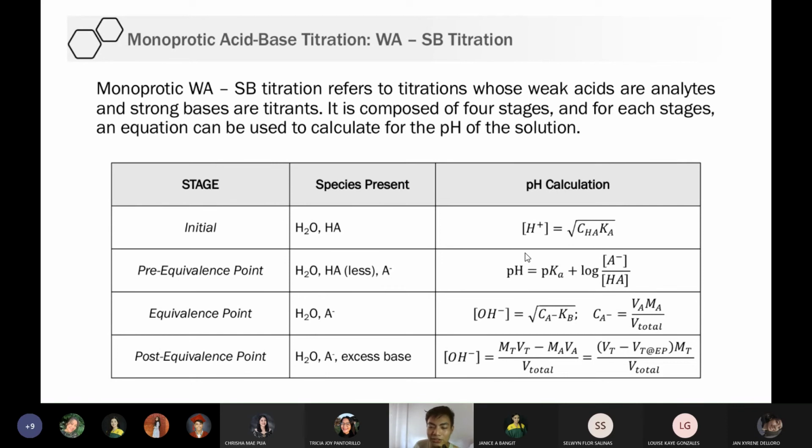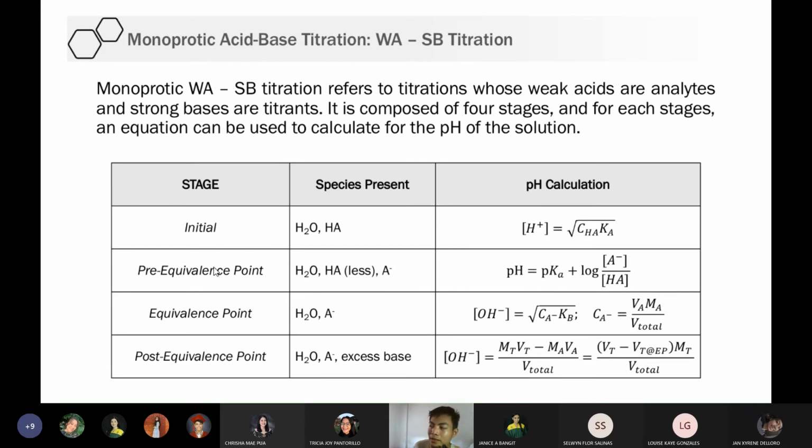Bakit naging ganyan equation, sir? Kasi we have an acid and the conjugate base. Basta magka-partner yung dalawa sa solution, buffer solution yon. Kaya Henderson-Hasselbalch ginamit dyan. Baka kasi magtaka kayo, bakit naging ganyan na? Buffer lang yan.